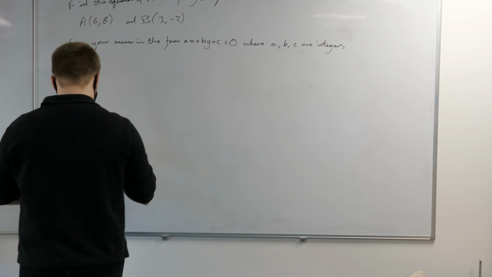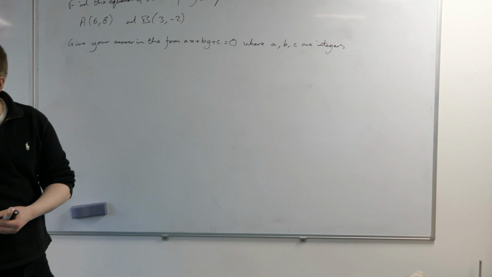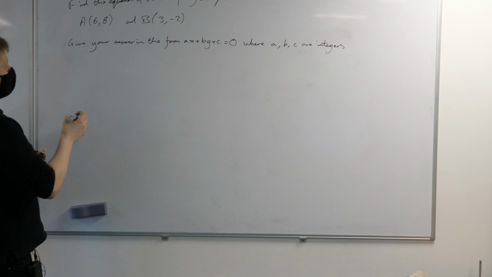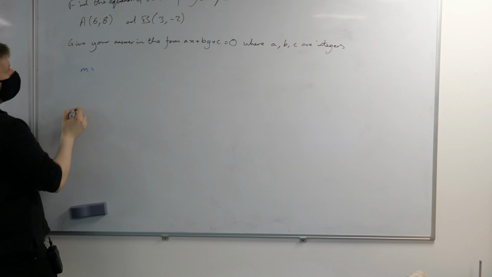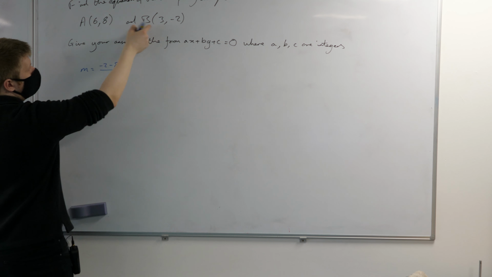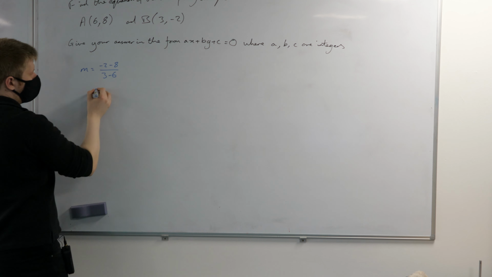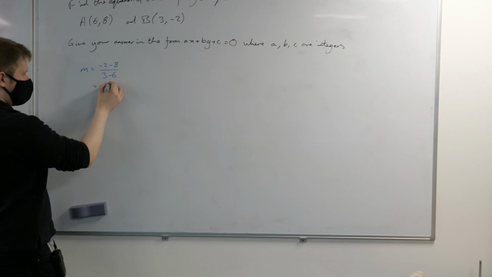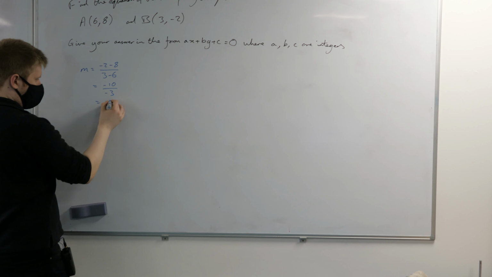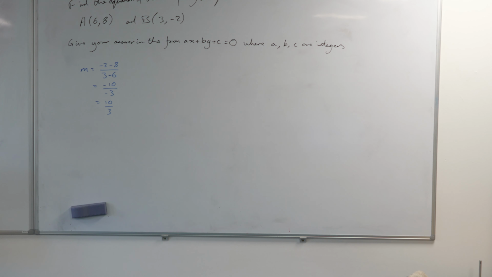Okay? So first things first, let's go ahead and find our gradient. So can you calculate your gradient at the same time as I do it? Okay? So to find the gradient of this line, you're going to have to do negative 2, take away 8, divided by 3, take away 6. So that's going to be negative 10, 3 take away 6 is negative 3, so that's going to be 10 thirds. Okay, so you're happy you get 10 thirds.